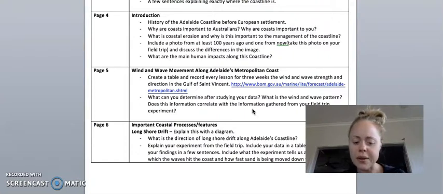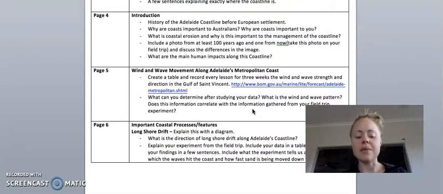Page 6, you're looking at important coastal processes. So longshore drift, we've done a bit about that. All the information should be in your book. Go back to Sector, watch the videos, and then Google it if you're still not sure. And then you could copy and paste a diagram from the internet into that section and then just write a little bit about it. Then what you need to do is put your findings and your experiment measurements and data into that section. So basically that's as simple as copying and pasting that information.